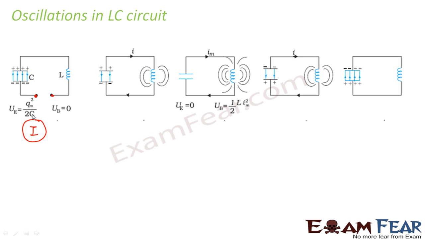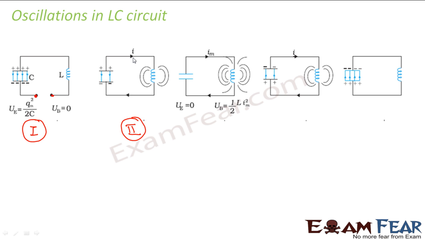How much energy is stored here? It is Q square by 2C. And what is the energy with the inductor? Nothing, because there is no current or no EMF with the inductor right now. Now what happens in the next stage? The capacitor starts discharging to the inductor. As soon as the capacitor starts discharging, there is some current flowing through the circuit.